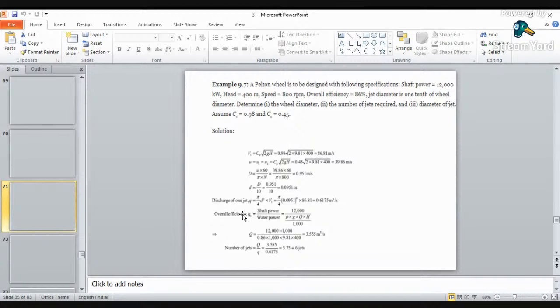Then you have to find out the overall efficiency. Overall efficiency is nothing but the ratio of shaft power to water power. Shaft power is given and water power हम लोग कैसे निकालते हैं, rho QH divided by 1000, that is wQH divided by 1000. So discharge मिल जाएगा आप लोगों को 3.5 meter cube per second. Then number of jets is nothing but the total discharge divided by the discharge of a single jet. So how many jets are required? You will require 6 jets.